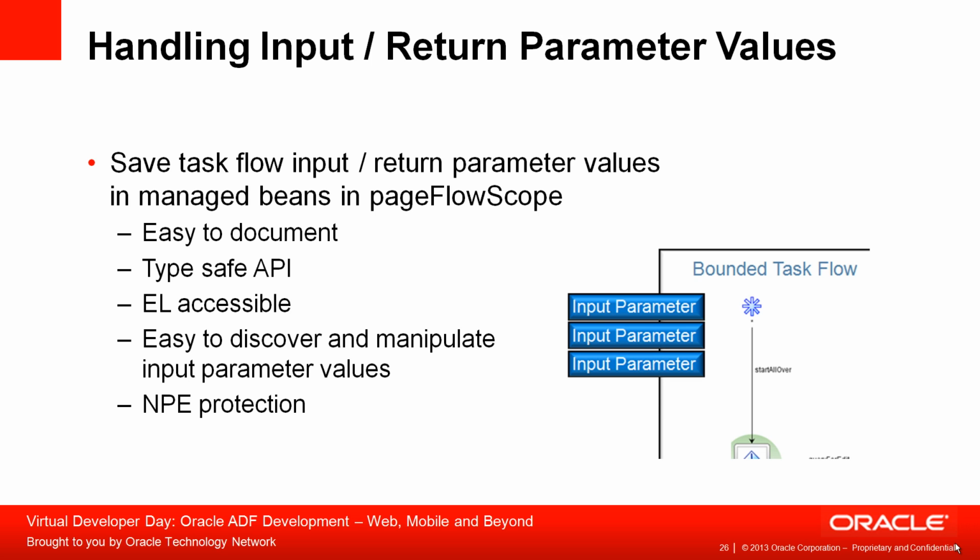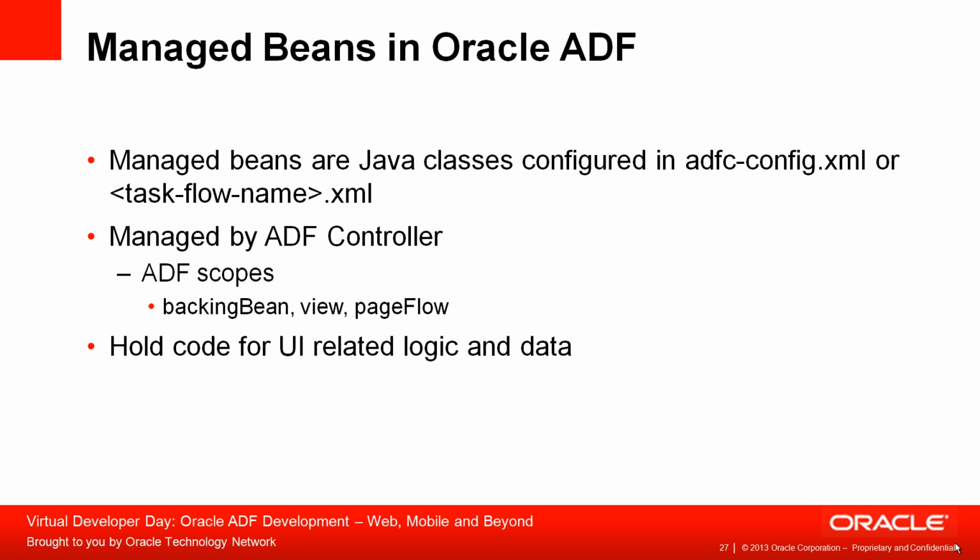And you have null pointer protection, because if an input parameter is optional but you rely on it to exist, then you can check that in the managed bean and either provide a default value or just do whatever makes sense in the context of the application. So always save input parameters and return parameter values in managed beans. Don't write them straight to a memory attribute. A managed bean in Oracle ADF, and we do have managed beans in Java Server Faces as well, are Java classes that are fully handled by the framework.